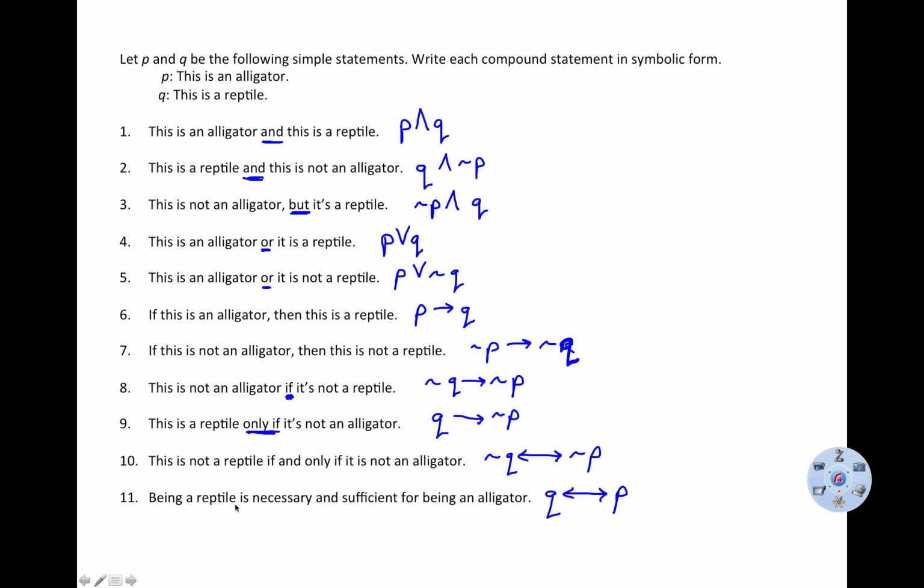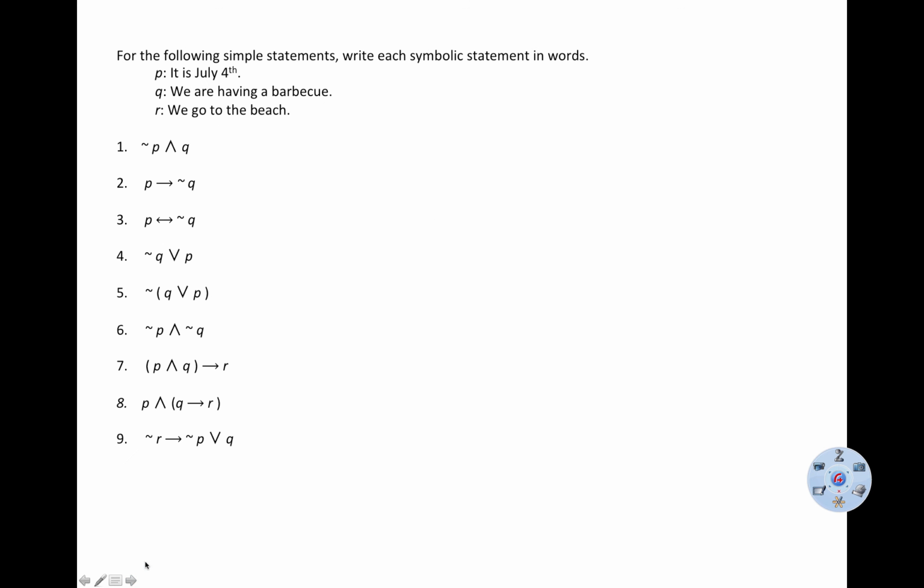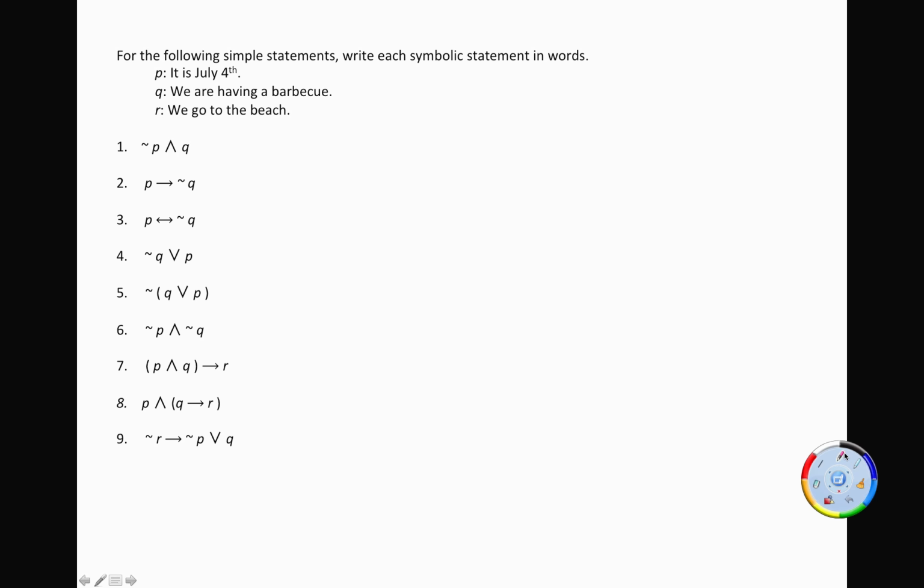All right. Let's look at the next set. This time we want to write each symbolic statement in words. And since I'm an awful writer with this pen, on most of them we may just say it. I'll try to say it slowly, and you can pause and go back if you want. So P is, it is July 4th. Q, we're having a barbecue. R, we go to the beach.